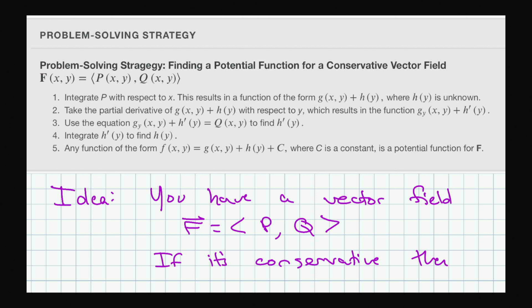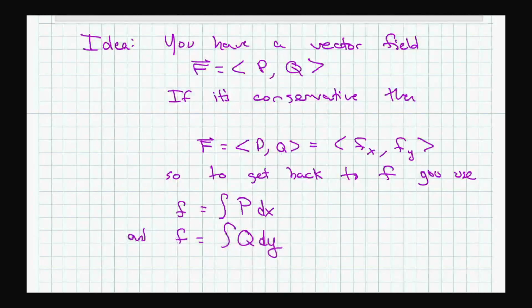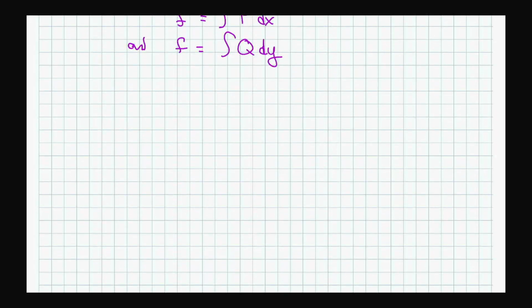Right. So we do that, then we take the derivative, then use the equation g_y equals q to find the h prime. Then you integrate h prime with respect to y. Okay. Yeah, you can follow that method. Their method's fine. Of course, it's fine, right? It's in the text, but it's not necessarily what I would do.